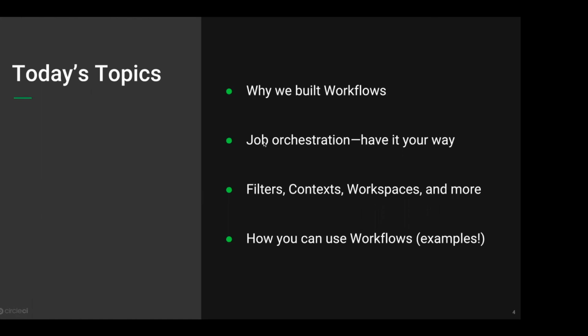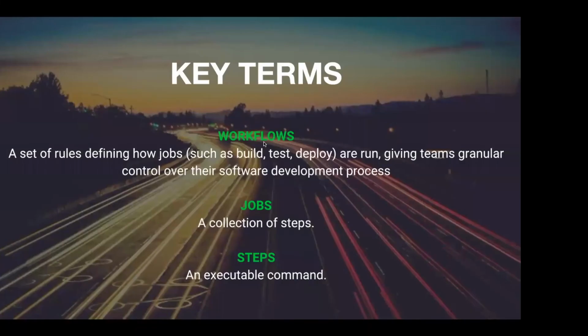So just before we get started, some key terms. When I talk about a workflow, I'm talking about a set of rules in your config file that define how a number of jobs, for example, build, test, and deploy are run, giving teams granular control over their software development process. A job would just be a collection of steps, commands, tests, caching, things like that. And you would typically have multiple jobs in a workflow. And then a single step just refers to any little specific bit of config syntax, say running, checking out your code from GitHub, etc.